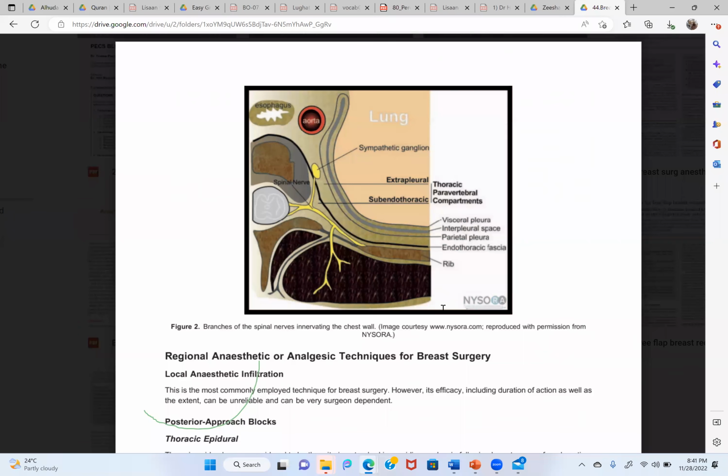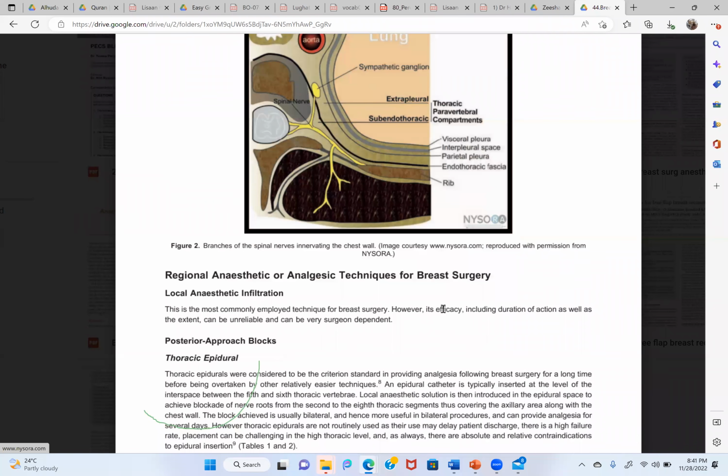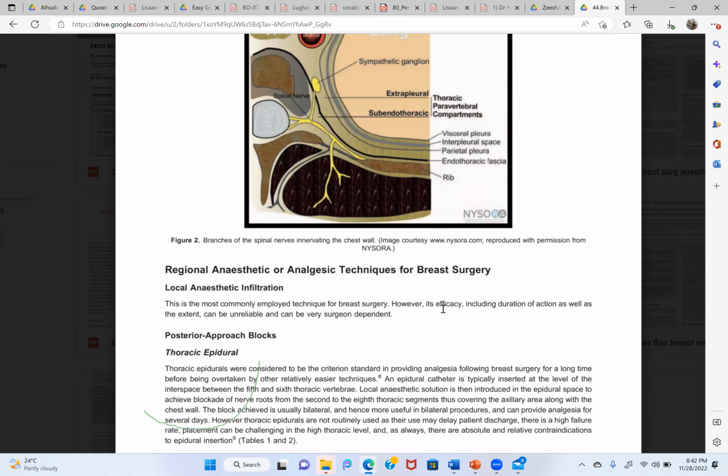Another option is paravertebral, which will be given at least at 1 to 2 levels. Another option, which these days is done more, is compartment blocks. And there is one other option, which is actually a modification of paravertebral, and that is the erector spinae block.